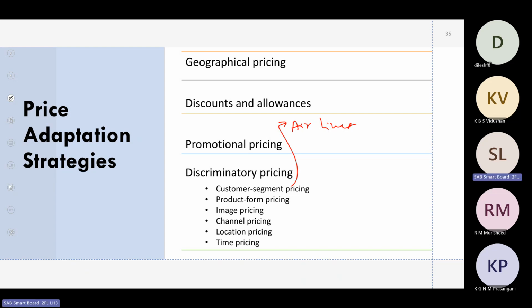So nothing wrong with that. Any other example for this time pricing? Overtime working. Overtime. Yes, we can take that.